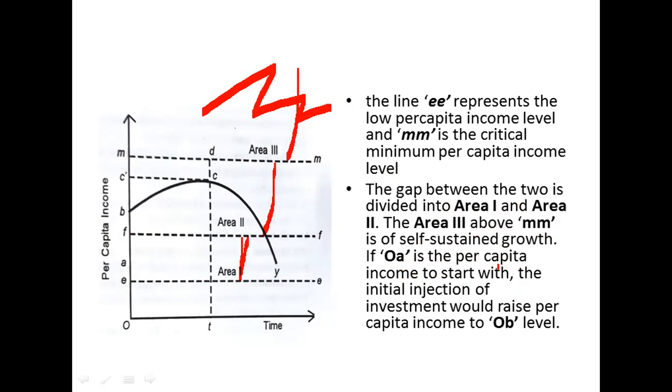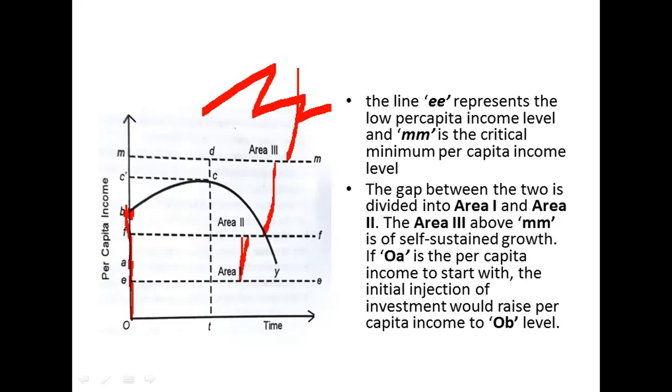And if OE is the per capita income to start with, suppose here we start from the per capita income OA. The initial injection of investment would raise per capita income to OB. So we initially increase the per capita income as a result of the initial injection of investment. We do some investment initially, and with the help of that investment, the per capita income rises to OB.